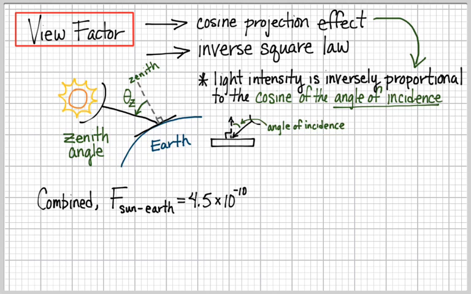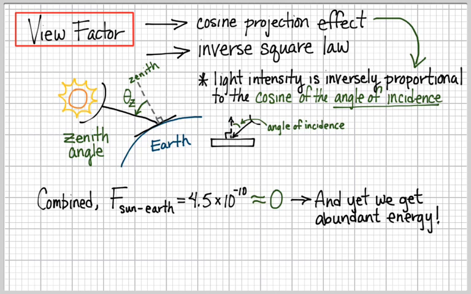right? The combination of the angle of incidence and the inverse square law gives us a view factor from the Sun to the Earth that is 4.5 times 10 to the minus 10, which effectively is 0, right? Very, very small. And yet we still get an abundant energy source from the Sun.